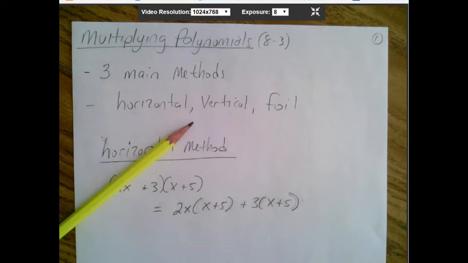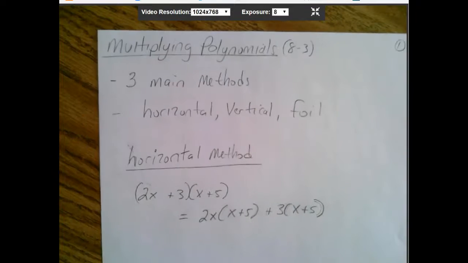And there's really three main methods. We're going to show you each of the three. But really in the end we're going to focus on this FOIL one. This is the one we really want to use. So there's one called the horizontal method. I'm just going to show it to you here.